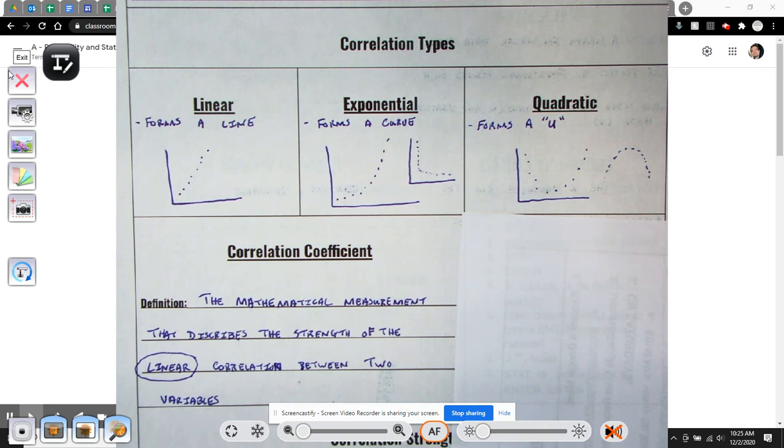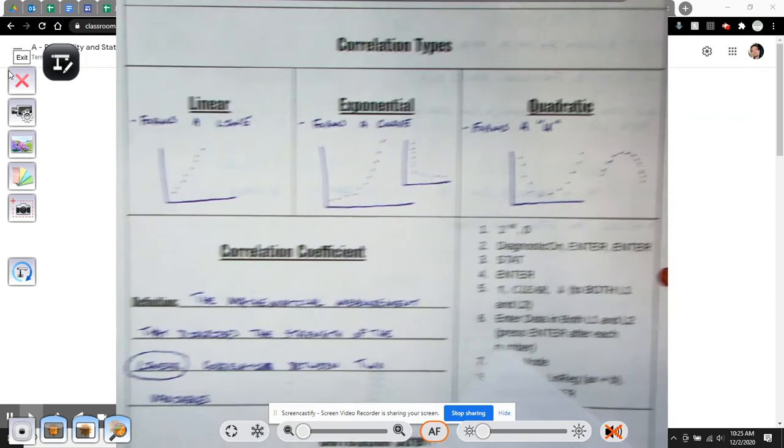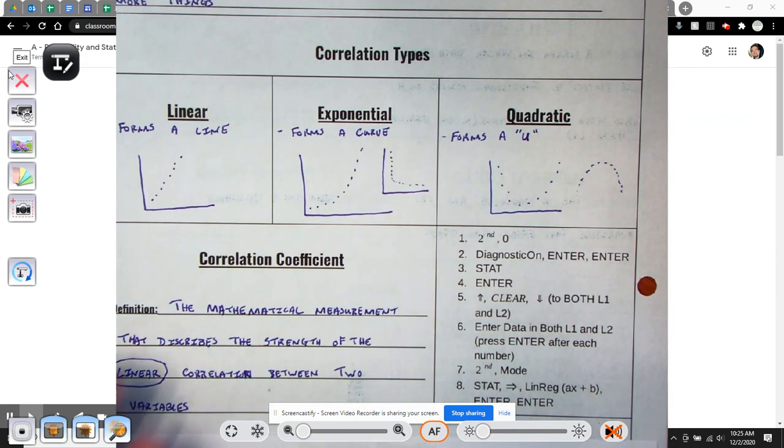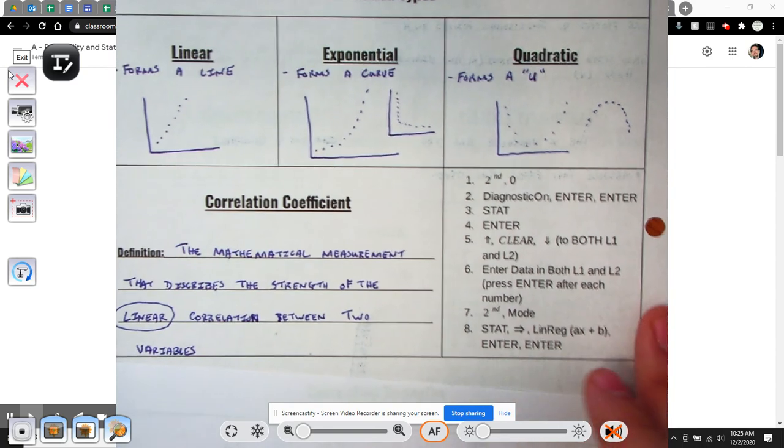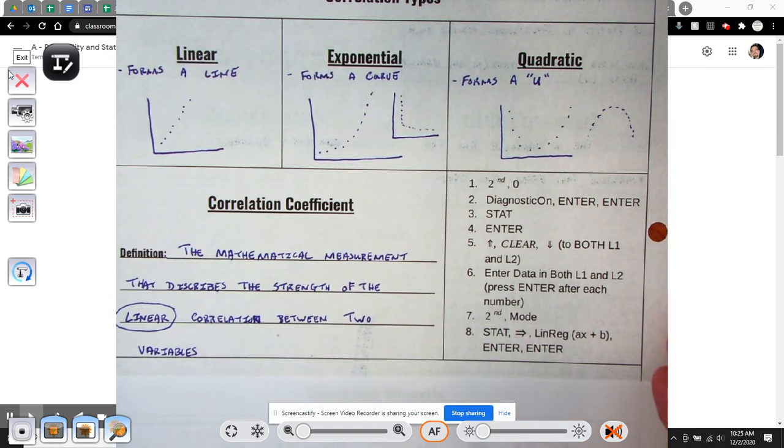Now, just like all of our other measurements or processes up to this point, your calculator will do it for you. So off to the side are our steps for the calculator. And since we're using the graphing calculators on the Chromebook, we need to do this process every single time. So you need to hit second and then hit 0. Then go to where it says diagnostic on, then hit enter, enter.